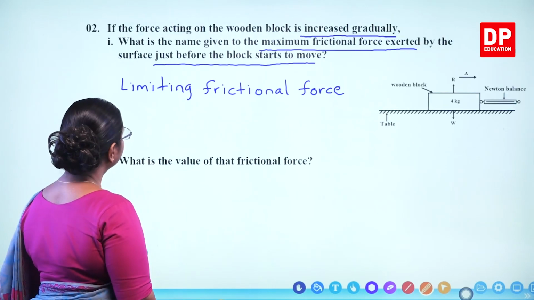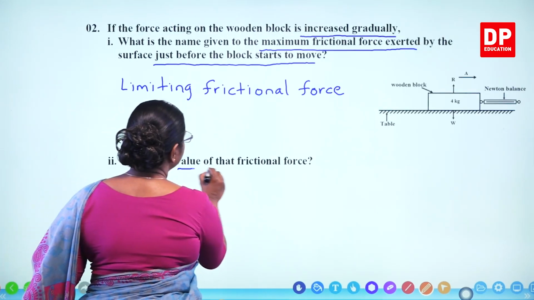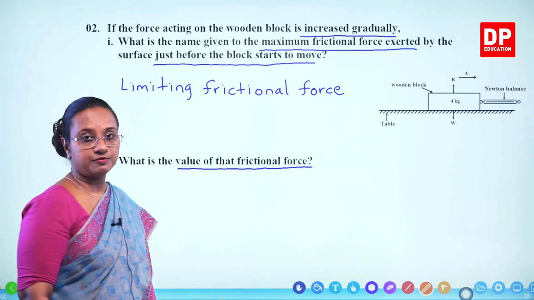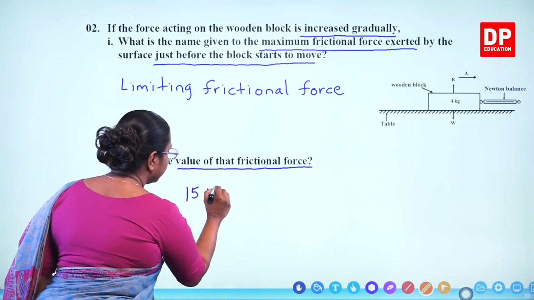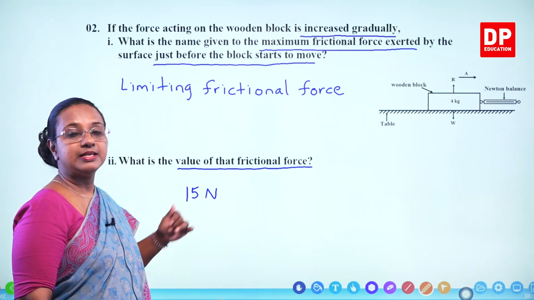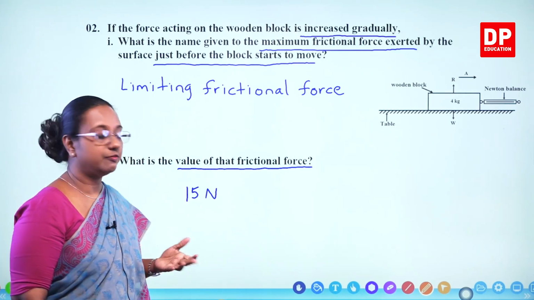I'll go back to the question. What is the value of that frictional force? We have to write it as 15 Newton. That is the limiting frictional force.